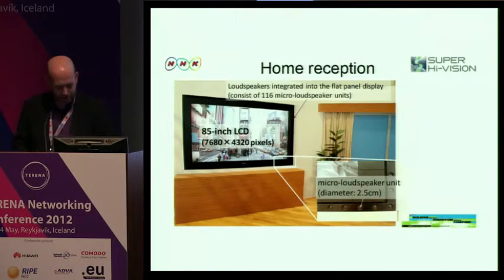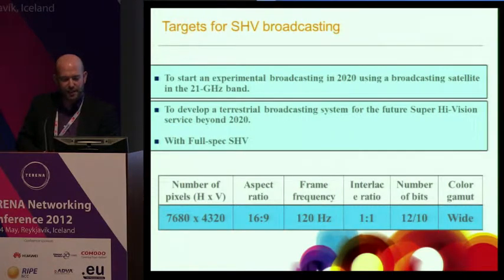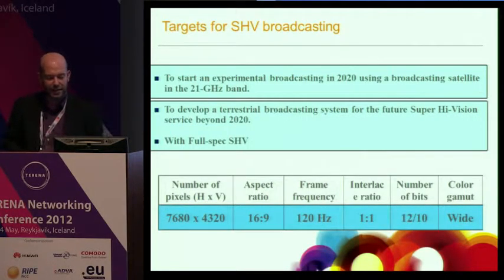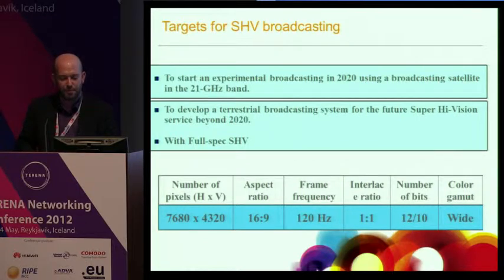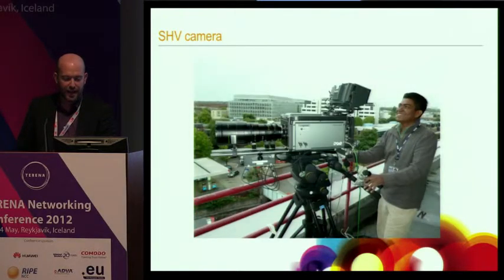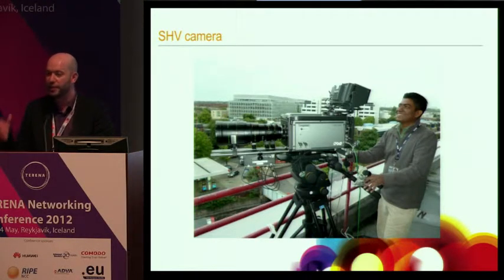Here's one of the first models that you can actually buy. It has tiny little speakers around the rim to still provide you with a 22.2 channel surround. So big targets by NHK. They hope to use satellite broadcasting to give you the full spec SHV by 2020, or at least in Japan. Here's one of the cameras that the BBC has borrowed. That's on top of the BBC R&D centre there. NHK are also developing a smaller camera that's possible to actually carry around.